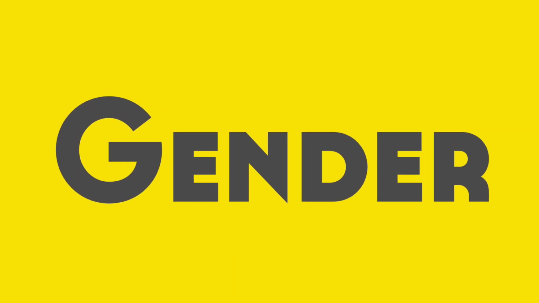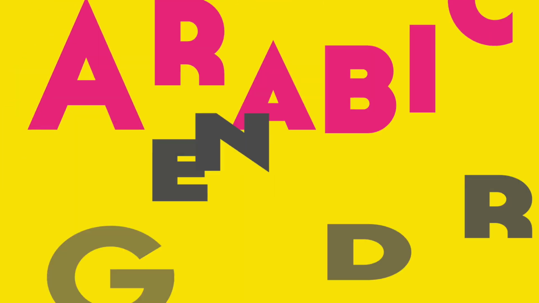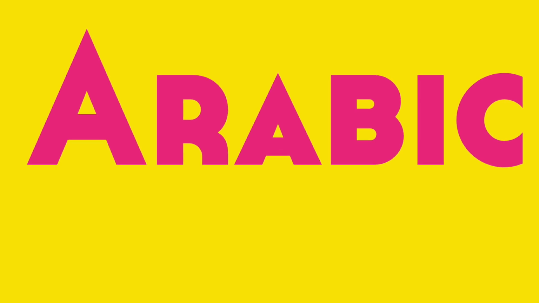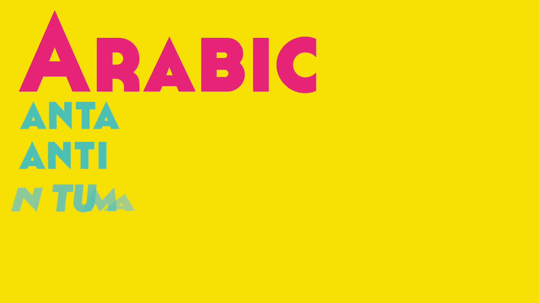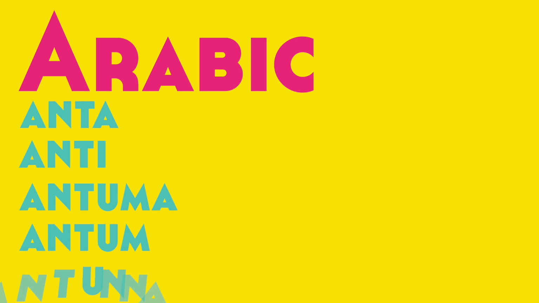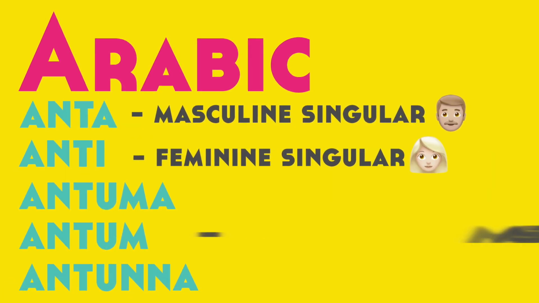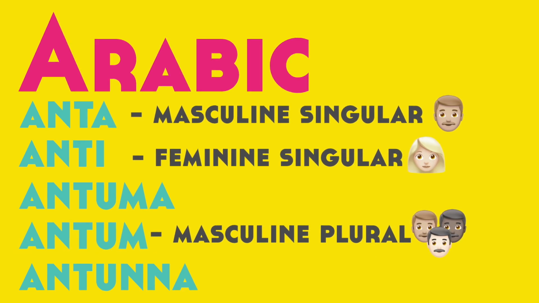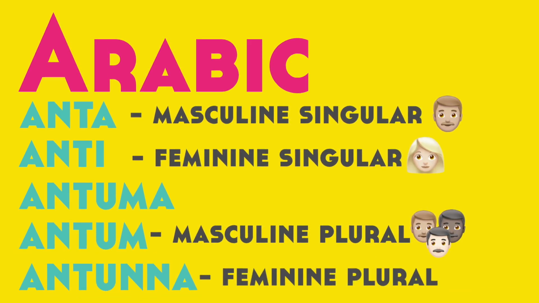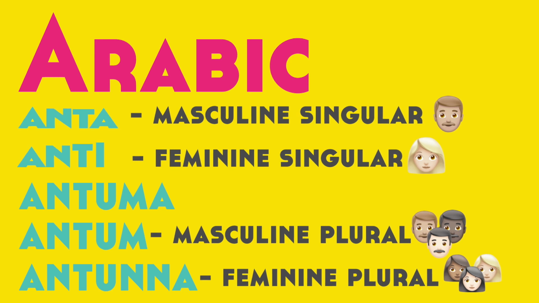Sometimes gender comes into play. For example, Arabic. In Arabic, there are 5 words for you. Anta, anti, antuma, antum, antuna. Anta is the masculine singular word for you, anti the feminine singular, antum the masculine plural, and antuna the feminine plural. But hang on, that's only 4.